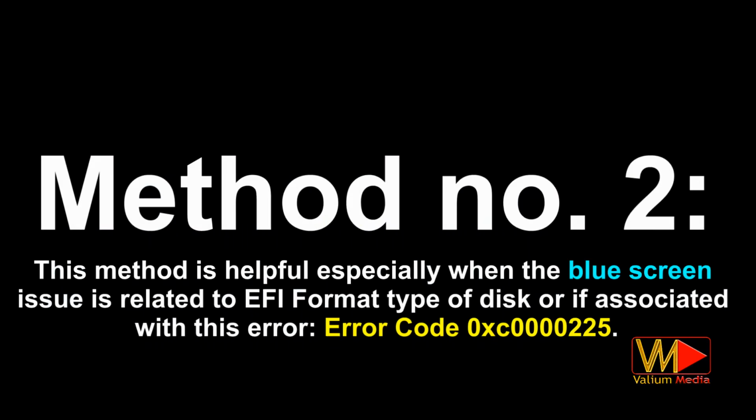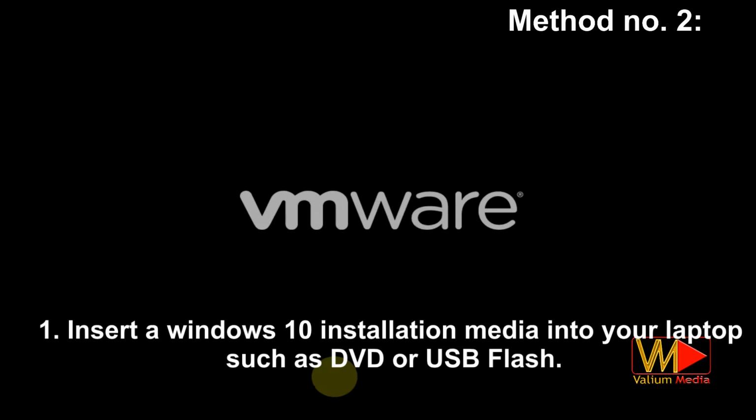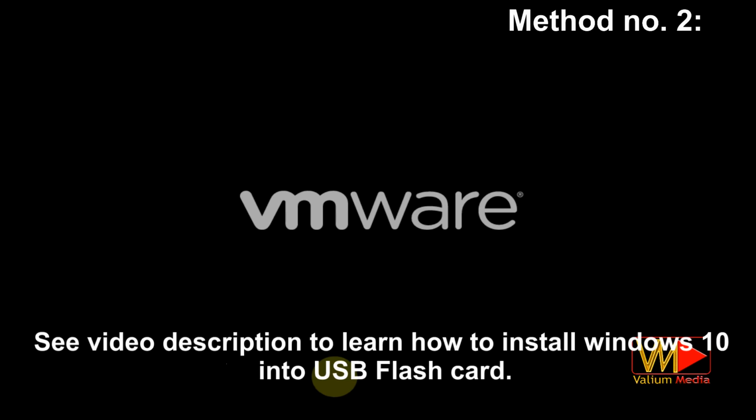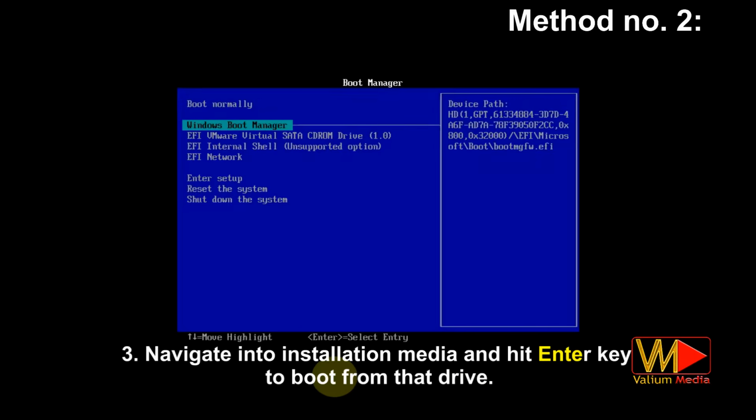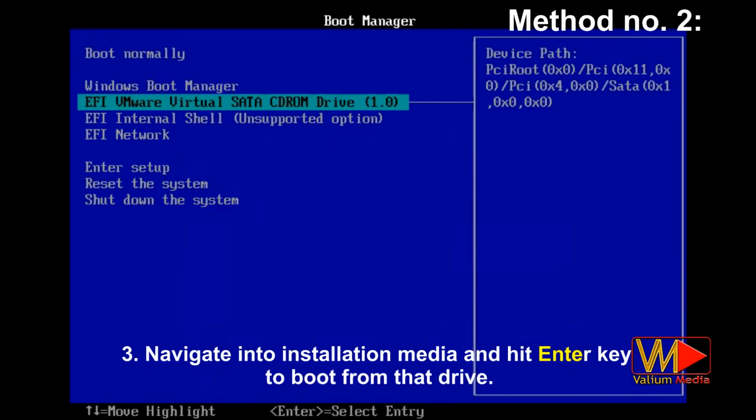This method is helpful especially when the blue screen issue is related to the EFI disk format or if the inaccessible boot device error is associated with this error code, 0xC0000225. Insert a Windows 10 installation media into your laptop such as DVD or USB flash. See video description to learn how to install Windows 10 onto a USB flash card. Press F10 or another key to boot Windows from installation media. Navigate to installation media and hit enter key to boot from that drive. Press any key to boot from installation media once you see this message.